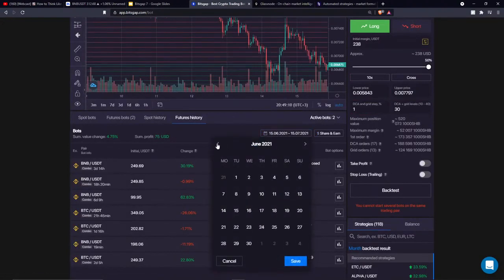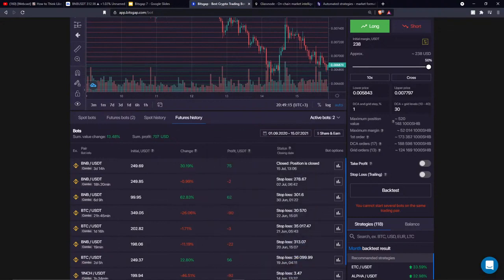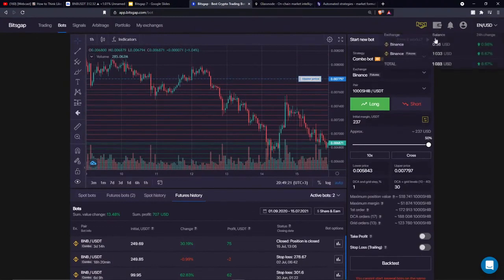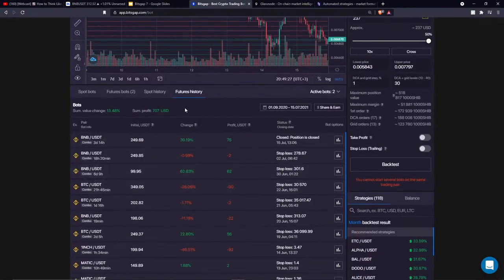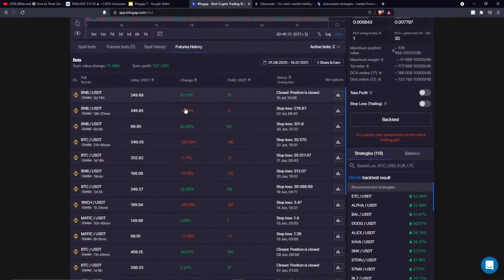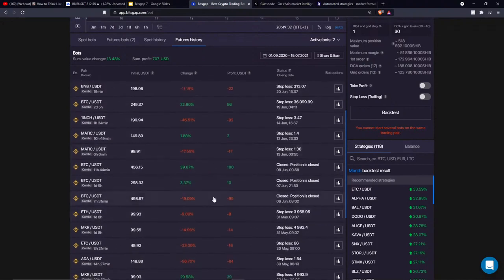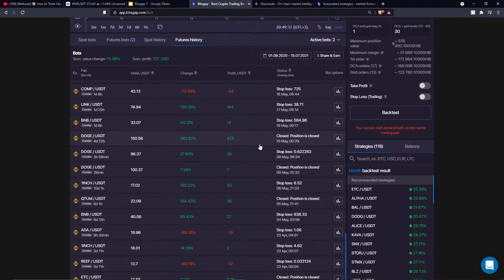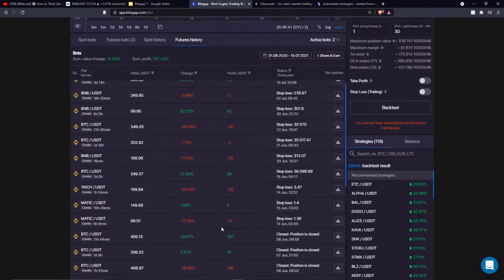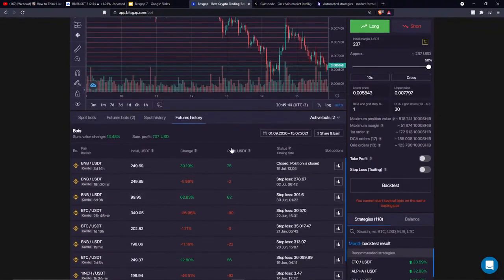Now let's change the dates. Okay, so you see I made $700 to my initial balance, which was actually around $500 or something. So that's the profit I made so far. Yeah, and I can see here my worst trades. I can see my best trades, like for example this one. I made the most on Doji.